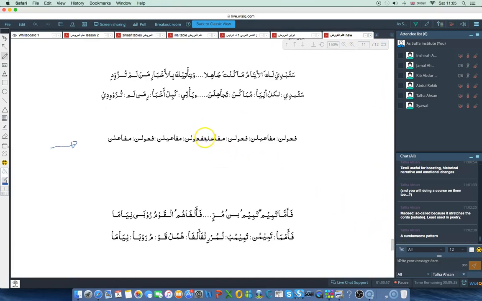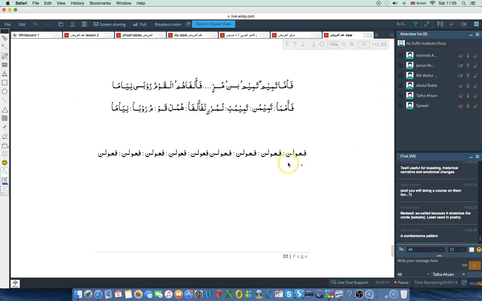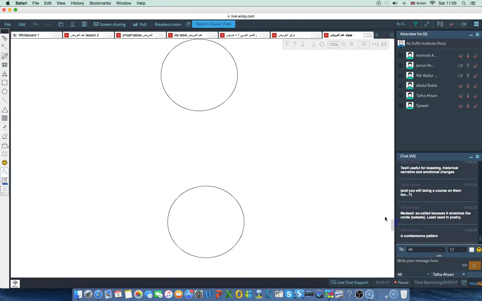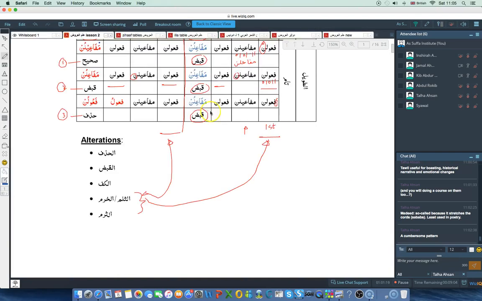So remember, mafa'ilun is supposed to finish there, at the half. Fa'ulun, mafa'ilun, fa'ulun, mafa'ilun. So which one is that? You can work that out. And over here as well. Fa'ulun, fa'ulun, well, we haven't done that one yet, so you don't have to do that. Okay, and that's it, guys.